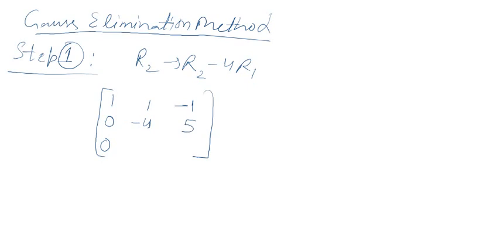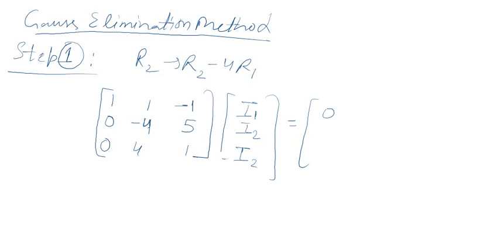So this can be verified easily. Here 4, 1. There is no change in the unknown vector I1, I2, I3, which equals 0. Here also no change: 8 minus 0 times 4 is 8 only. So they remain the same. Now what will be step 2 here?